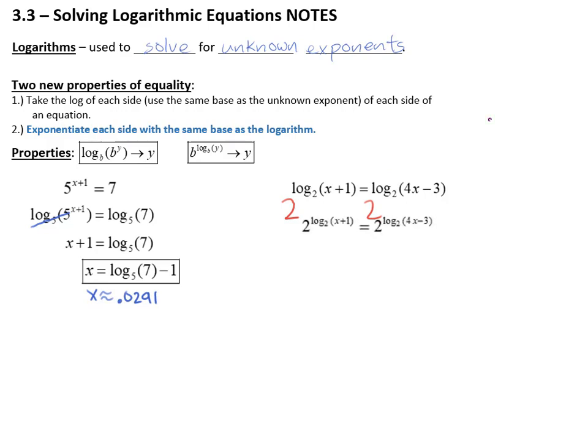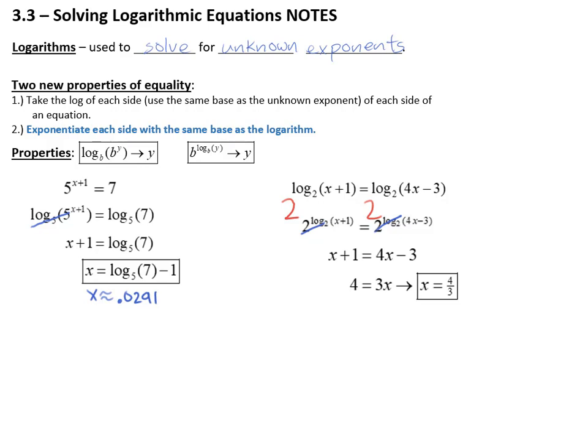So essentially it looks like this: 2 to the log base 2 of x plus 1 equals 2 to the log base 2 of 4x minus 3. And just like before, the base of 2 and the logarithm of base 2 will cancel each other out. They are inverse operations. That leaves us with what was inside of our parentheses: x plus 1 has to equal 4x minus 3.